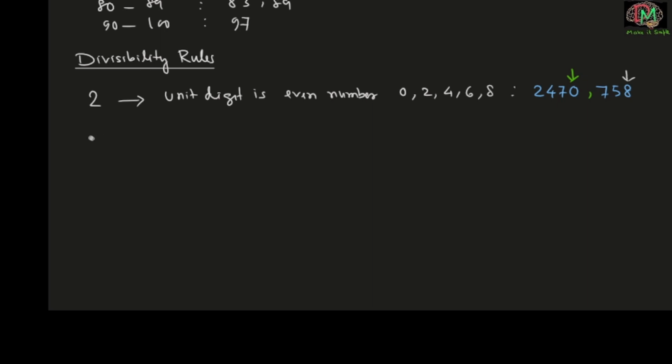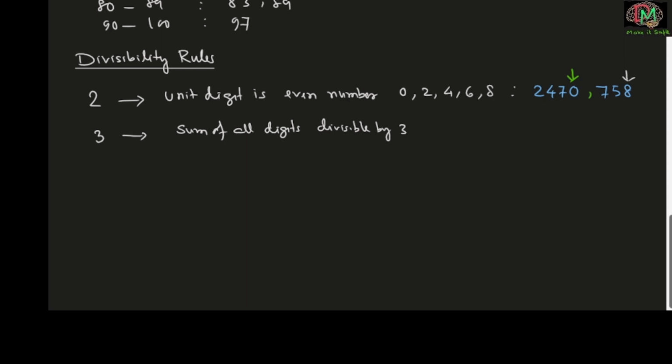Next we learn the divisibility rule of 3. If the sum of the digits is divisible by 3, then we can say it is divisible by 3. Let's take one example, 327. How can we know whether this 327 is divisible by 3 or not? You have to add 3, 2 and 7, that is 12. And 12 is divisible by 3. So you can say that 327 is divisible by 3.